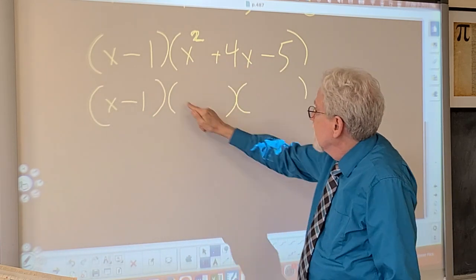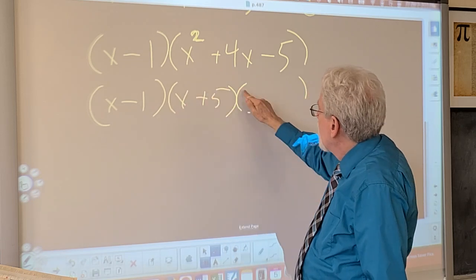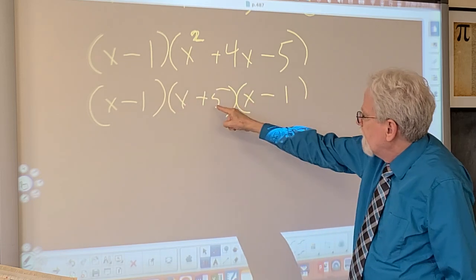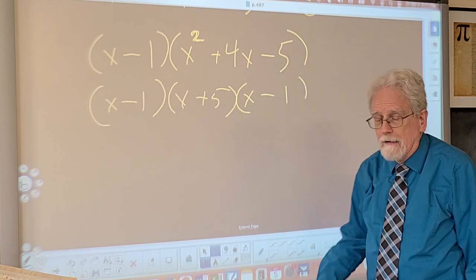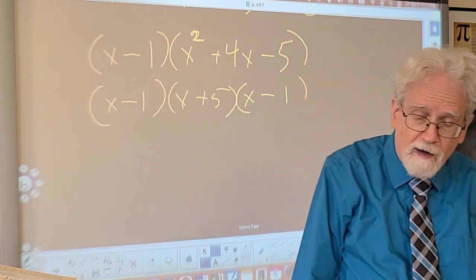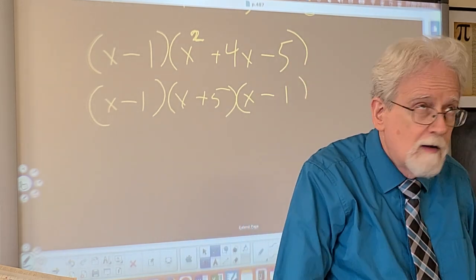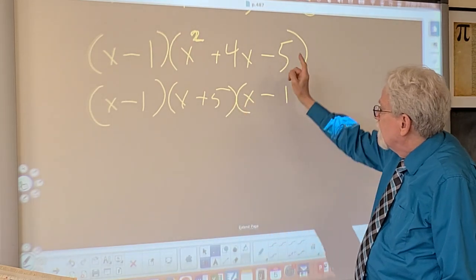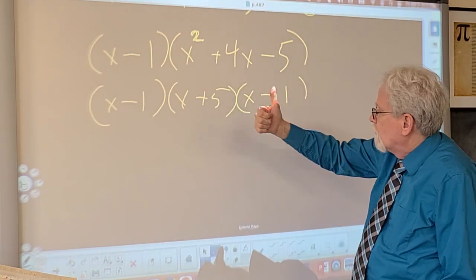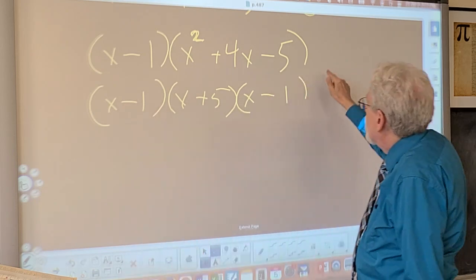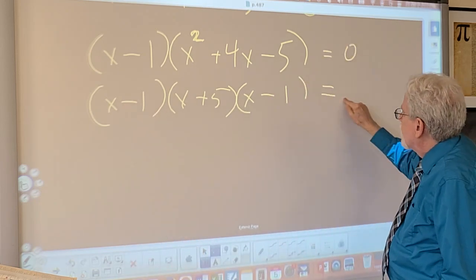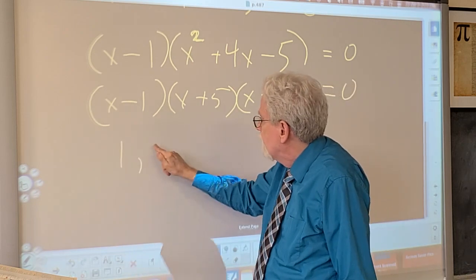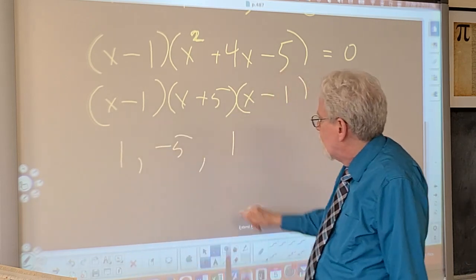And we have x plus 5 times x minus 1, because 5 times negative 1 is negative 5. Yes, yes, yes, I'm reviewing basic factoring that you learned back in Algebra 1. I can't help myself. 5 times negative 1 is negative 5. 5 plus negative 1 is positive 4. We've got it. Solutions are, oh well, assuming this is an equation equal to 0, solutions are 1, negative 5, and positive 4.